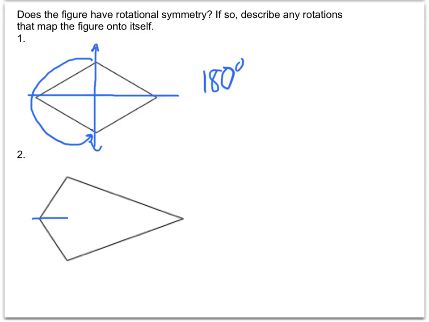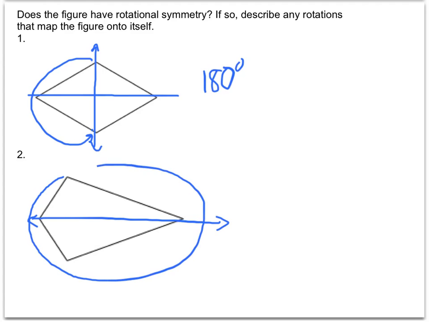Now, this second example, we draw the line of symmetry. And if we try to pick this one up and rotate it around, we're not going to get back to the original position until we go all the way one full circle, because the object itself is only symmetric across 1 line. So this one does not have rotational symmetry.